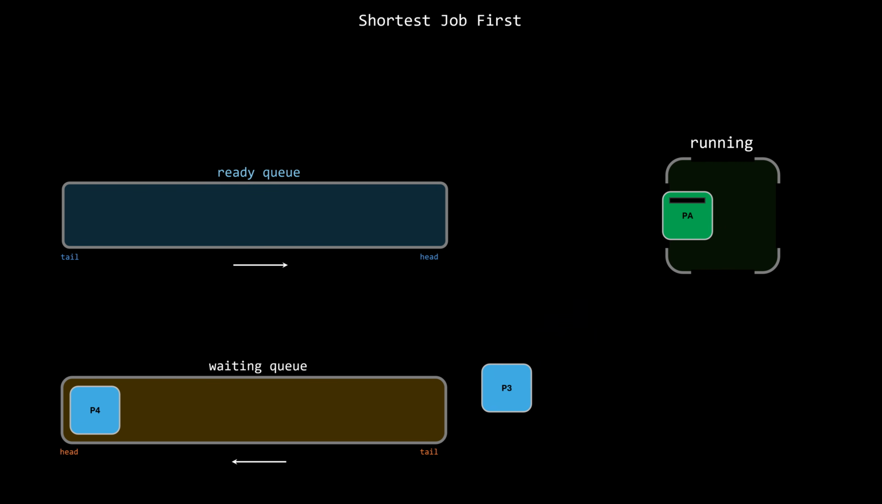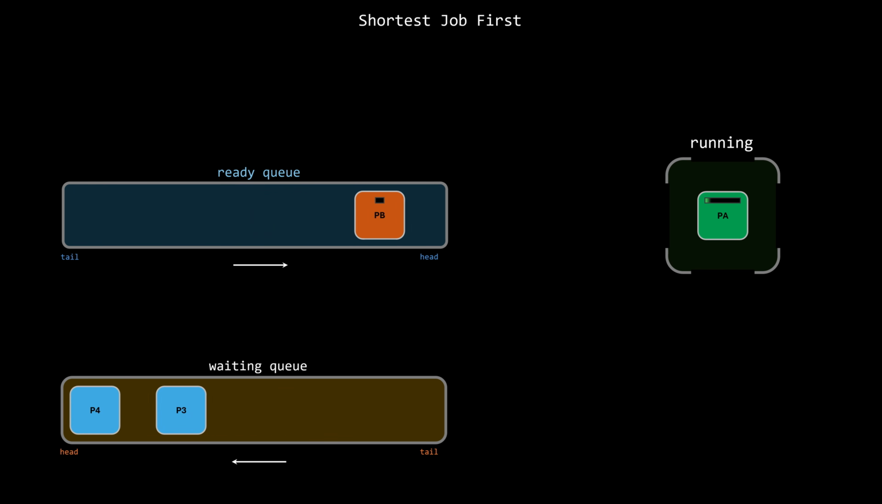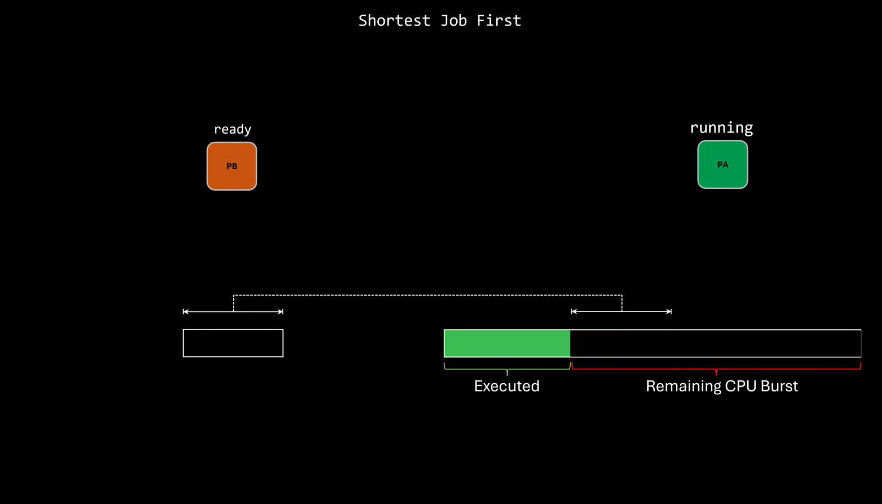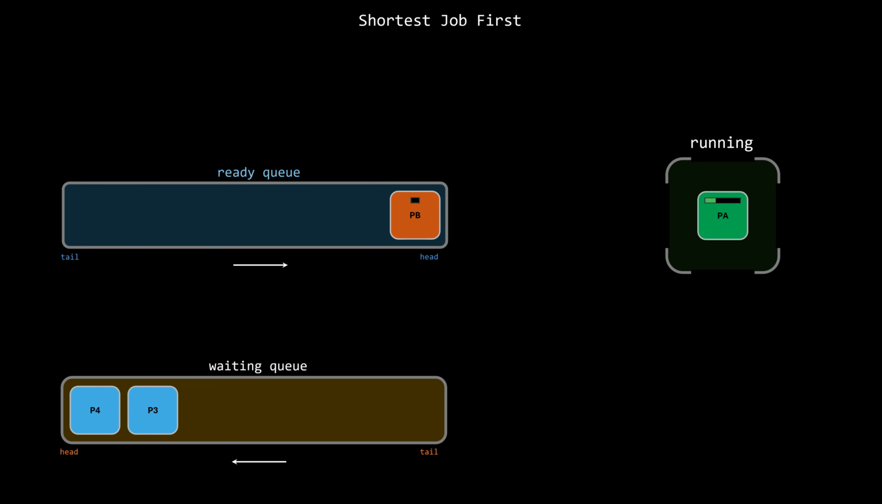Then, an instant later, process B enters the ready queue, but process A is still running. The question is, if the remaining CPU burst of process A is longer than the next CPU burst of process B, should process A be interrupted to give priority to process B? This decision depends on the scheduler.